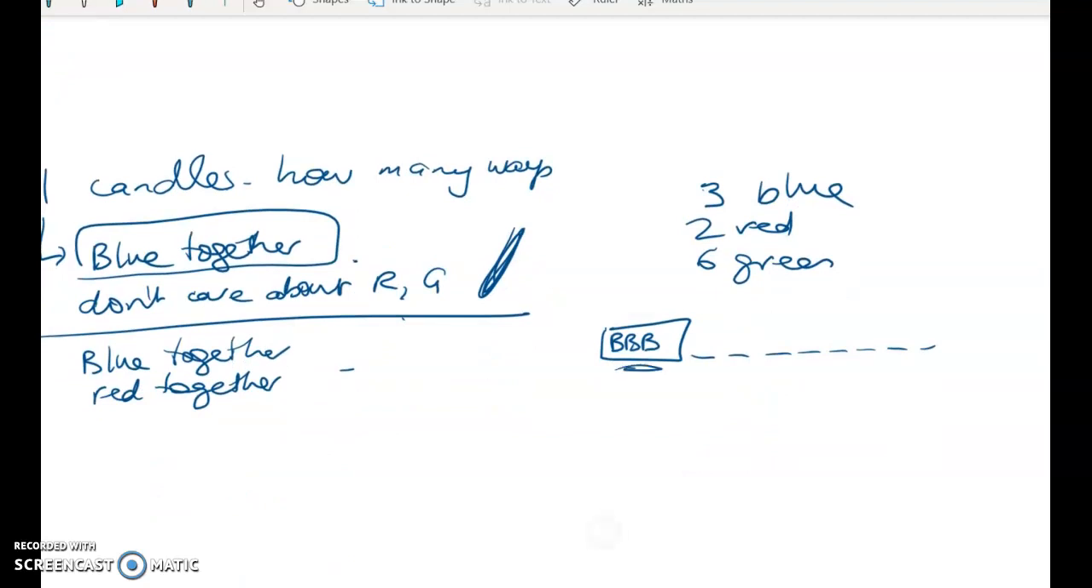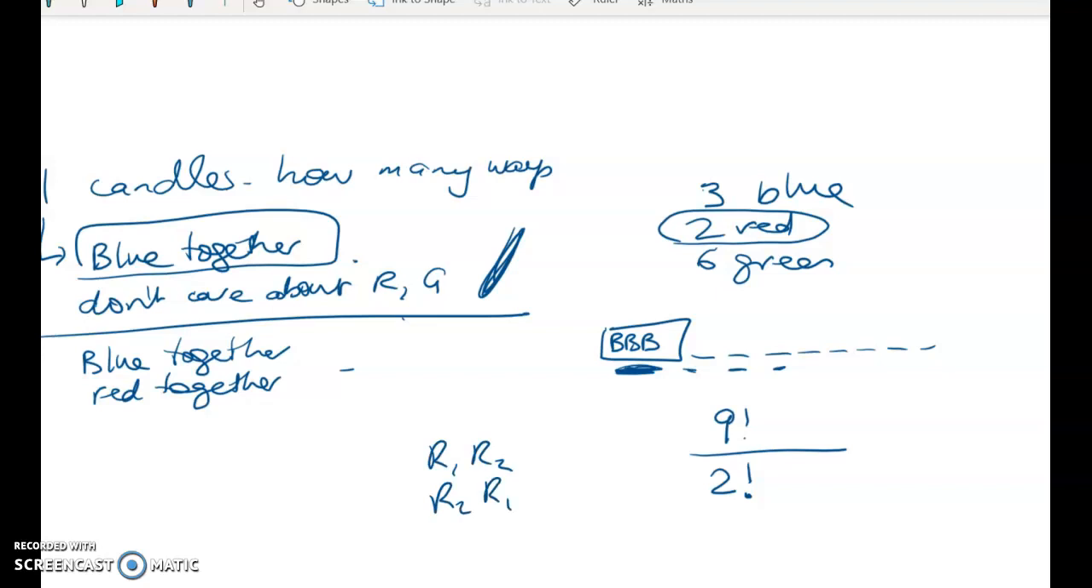We've got 9 things that we're arranging, so that's going to be 9 factorial, right? And then we've got to divide out the double ups, or the things that are equivalent. So for the 2 red ones, we're going to divide out R1, R2, and R2, R1 are the same thing. And for the 6 green ones, we're going to divide out the ones that are effectively the same in there. So we divide by 6 factorial.